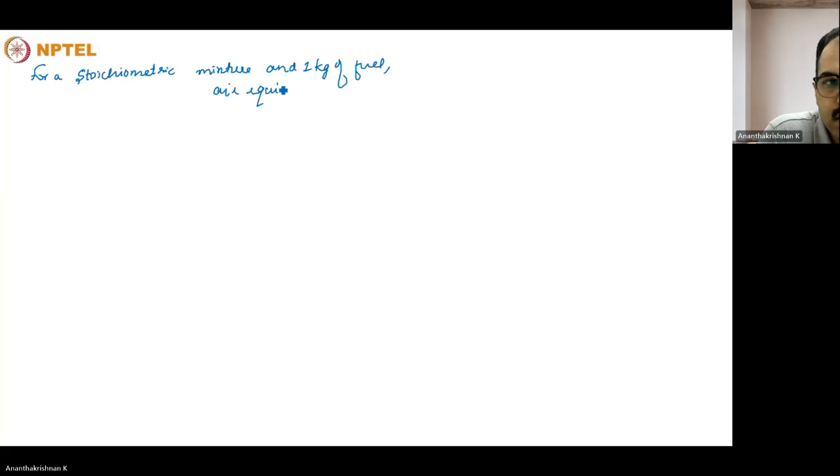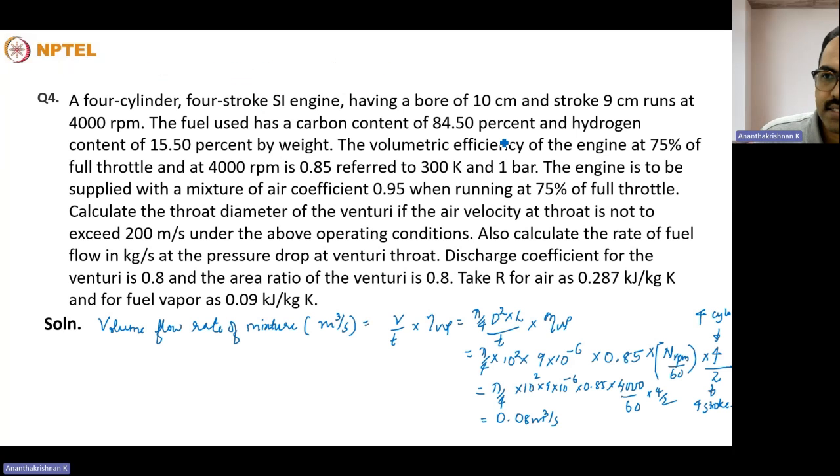So we can calculate, for a stoichiometric mixture and 1 kg of fuel, the air required. It can be calculated from the mass of carbon as well as the mass of hydrogen that is available in the fuel. So 84.5% of carbon and 15.5% of hydrogen is available.